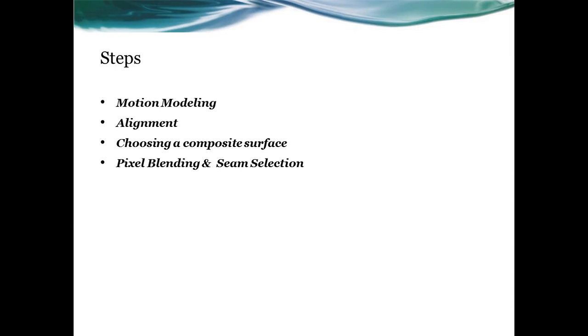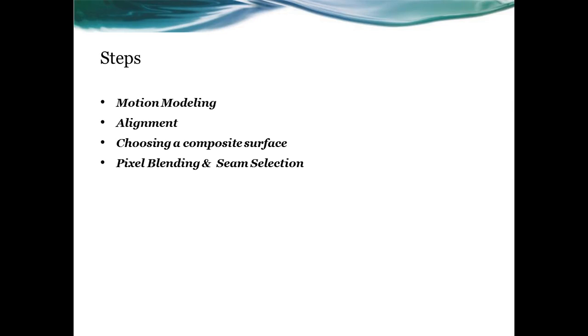Okay, so how do we go about doing image stitching? There are basically 4 steps. The first one is motion modeling. So what is motion modeling? Let's say I have two pieces of the image, and I need to bring them together. So I need to write a motion equation for one of the images to bring it closer to the other image, right? So that is the motion modeling part of the whole process.